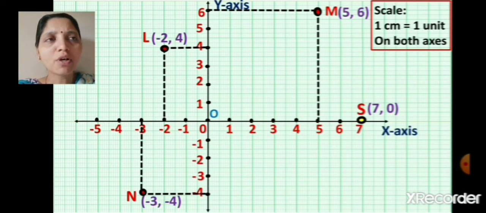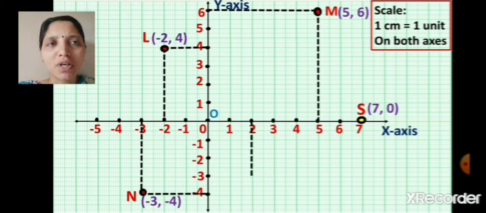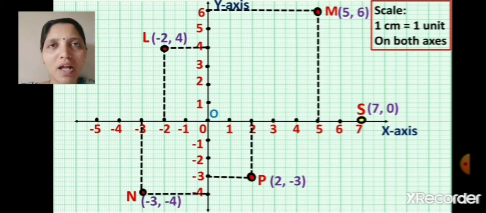Now the last point we are going to show is point P whose coordinates are 2 and minus 3. Now the x coordinate is positive and y coordinate is negative. So that point will lie in which quadrant? Yes, in the fourth quadrant. So let's start. First we will draw a perpendicular to the x-axis and then a perpendicular to the y-axis. The point of intersection, that point is the point P with coordinates 2 and minus 3. I hope you all are understanding how to plot the points of given coordinates.